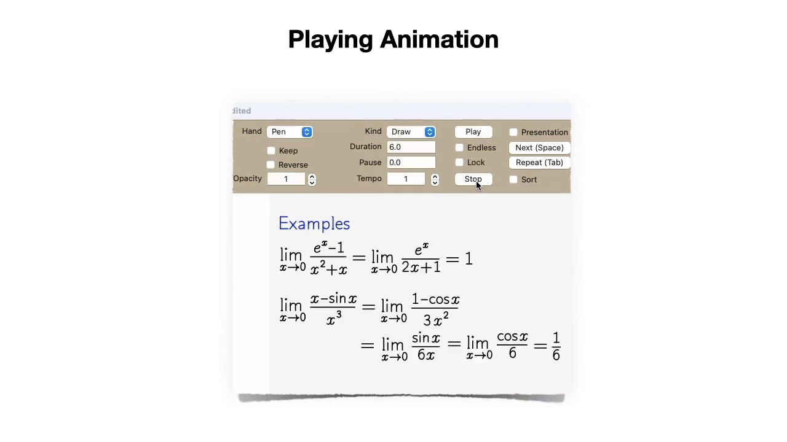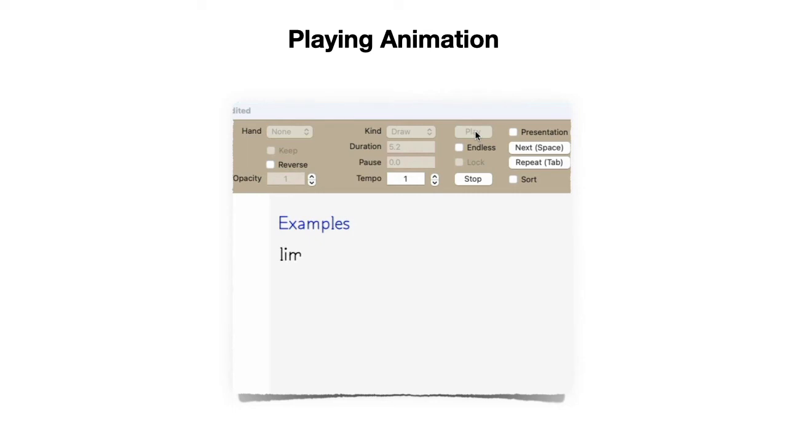Stop. If we don't want to use the hand, we can select our animations and choose None. And if we now click play, the animations are performed without any pen. As you can see, the animations follow each other. Normally, we don't want to do that. Stop.